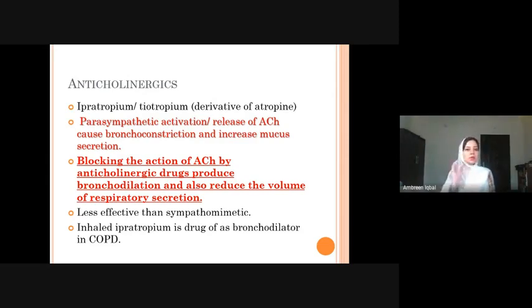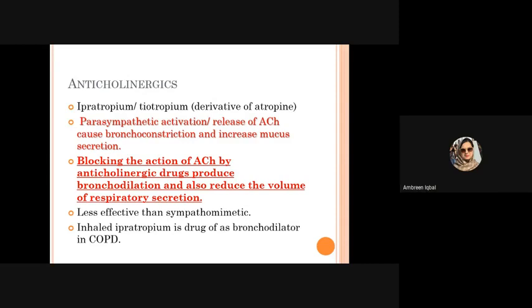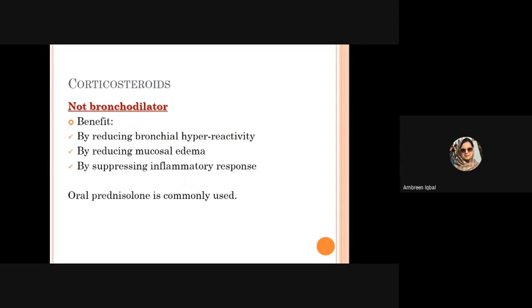Acetylcholine causes bronchoconstriction and increases mucus secretion. This drug blocks it, and so prevents the bronchoconstriction, leads towards bronchodilation, and reduces the volume of the respiratory secretions. But they are less effective as compared to beta 2 agonists. Inhaled ipratropium is the drug of choice as a bronchodilator in COPD. Adverse effects are dry mouth, respiratory discomfort, constipation, and blurriness.